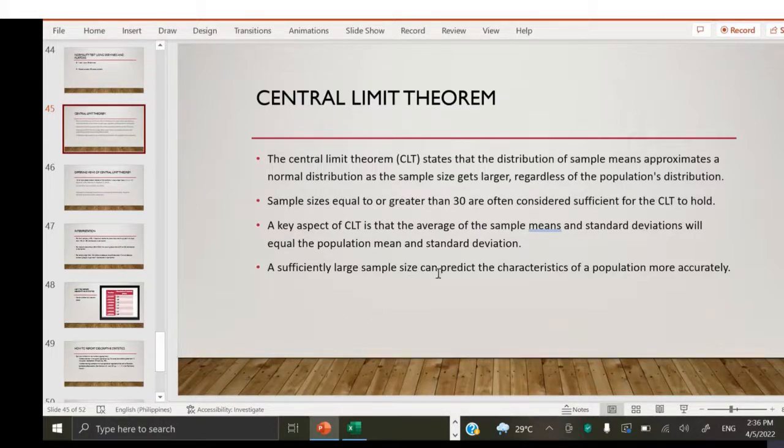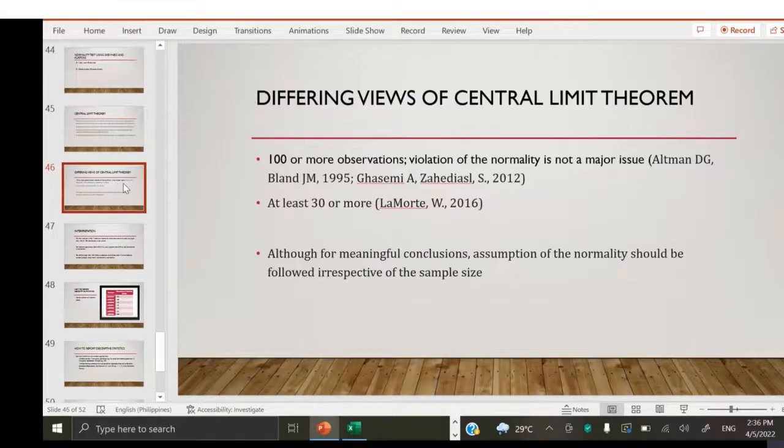Okay. However, this viewpoint differs among authors. For example, according to Altman, DJ, and Bland, and another article by Ghasemi and Zahediasl, they say 100 or more observations. They say that with a sample size of 100 or more, violation of normality is not a major issue.